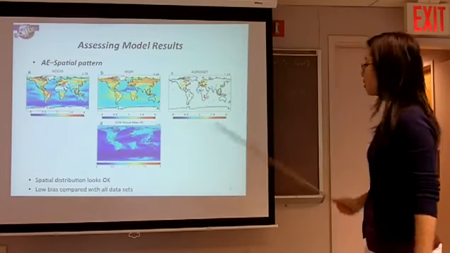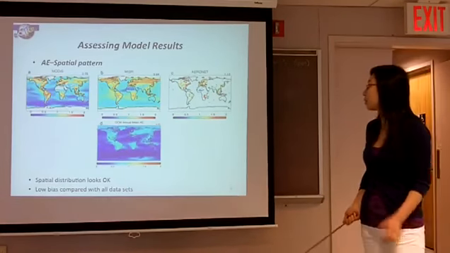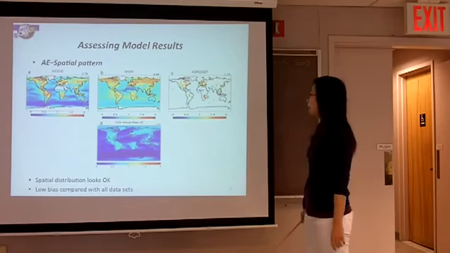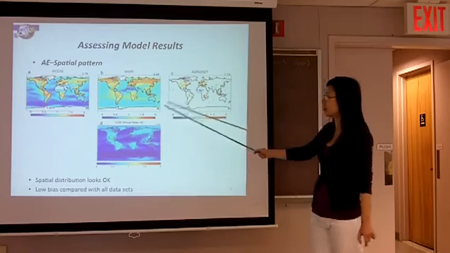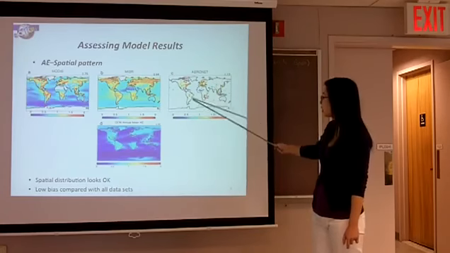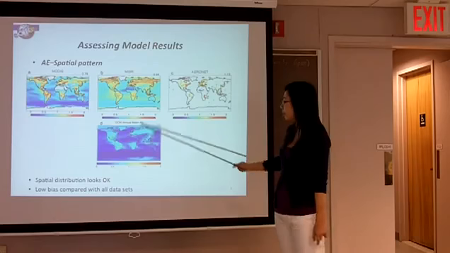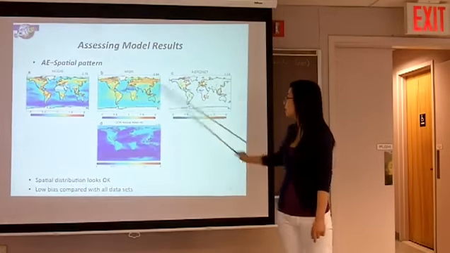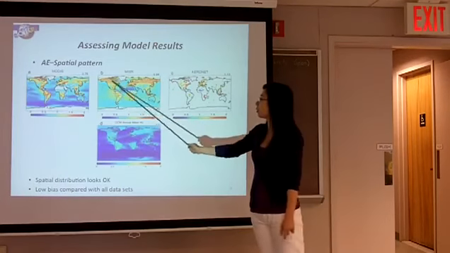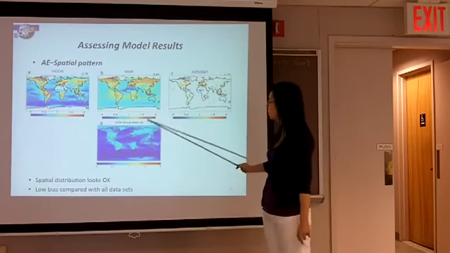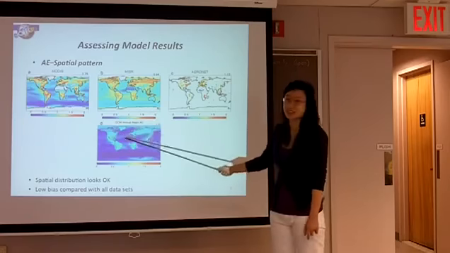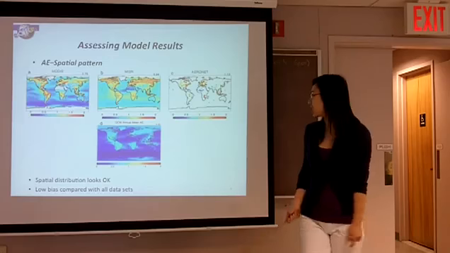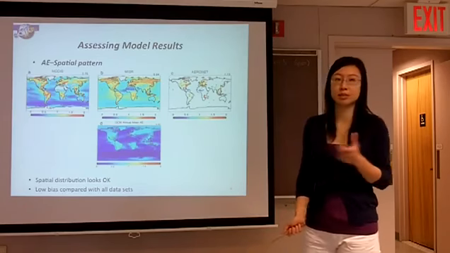Then this is the Angstrom exponent, which shows the size of the aerosols. ModelE and MISR also have some differences, and this is AERONET, but the GCM is lower compared with all of these 3. Even though these two don't agree on the absolute value, the GCM is much lower than the satellite and the AERONET. So that suggests that our aerosol sizes may be too large.